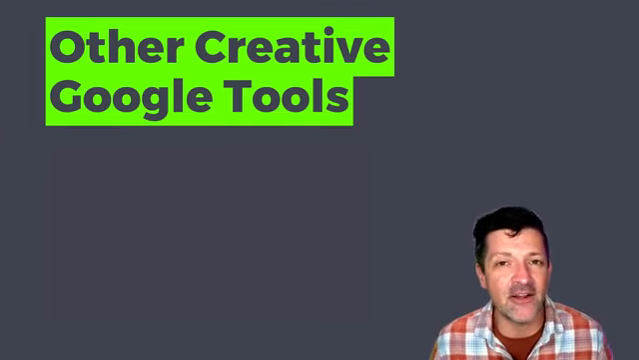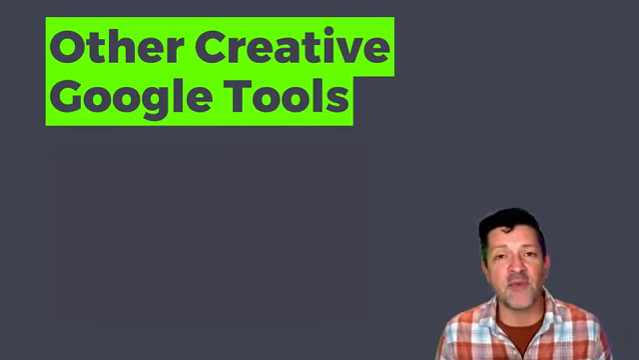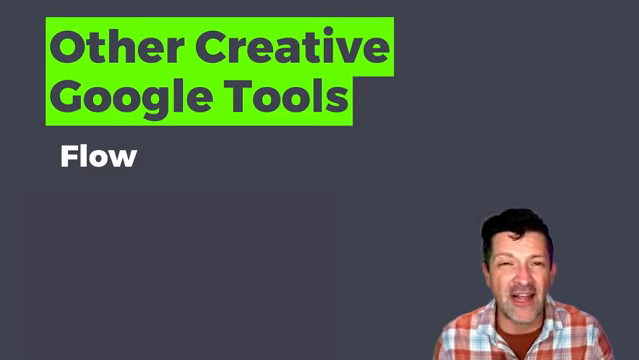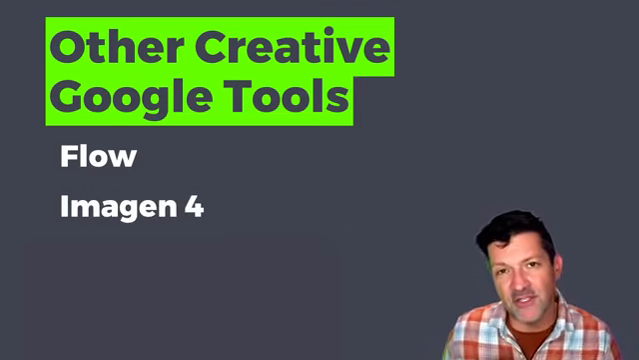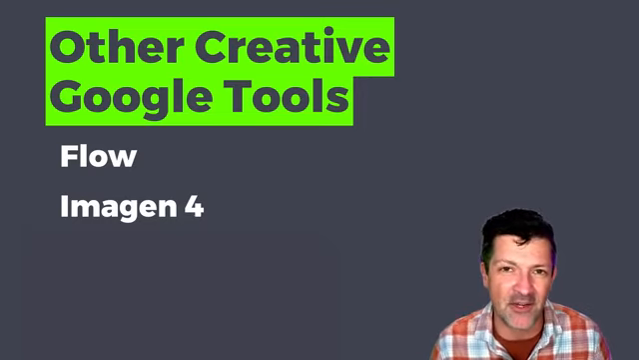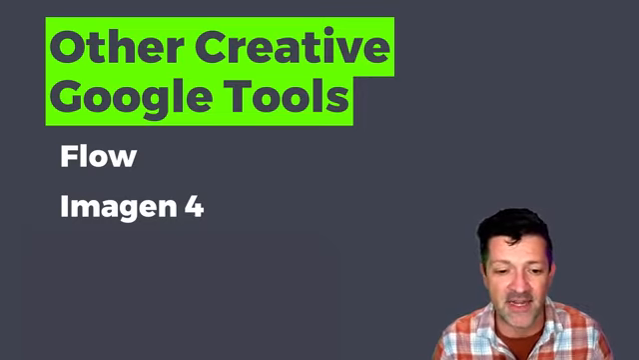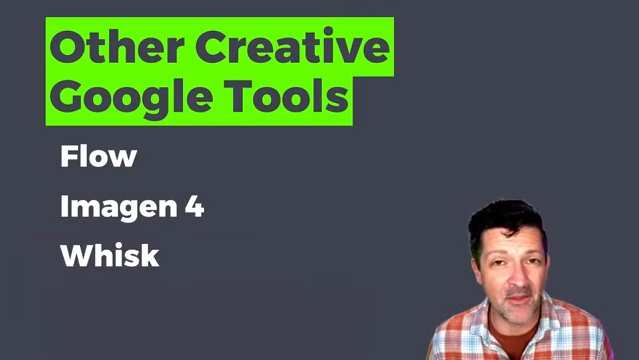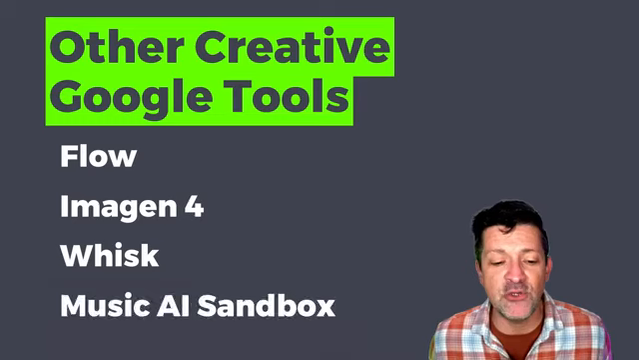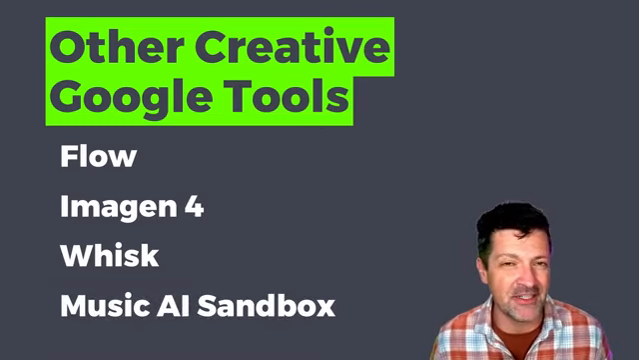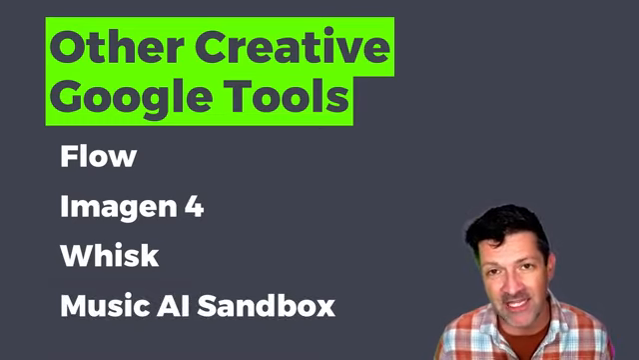If you wanted to stay entirely inside the Google ecosystem, you can experiment with a tool called Flow, which will allow you to do similar things. There's also Imagine 4, which is another image generation tool, but not as good as Nano Banana, so that one has fallen by the wayside quite a lot. There's Whisk and Whisk Animate that might be good for rapid creative exploration. There's also Music AI Sandbox, which is still in its early days, but if you're a musician, you might want to keep your eye on that.